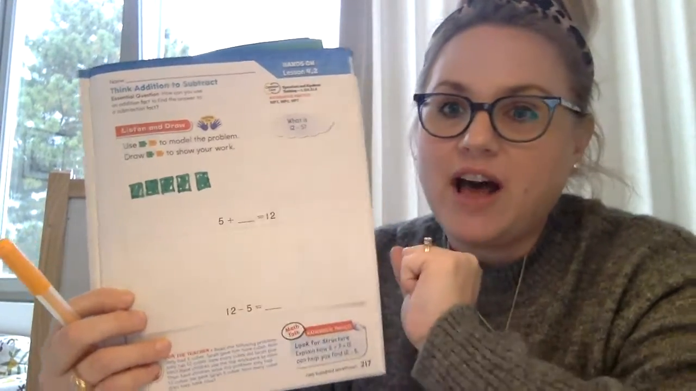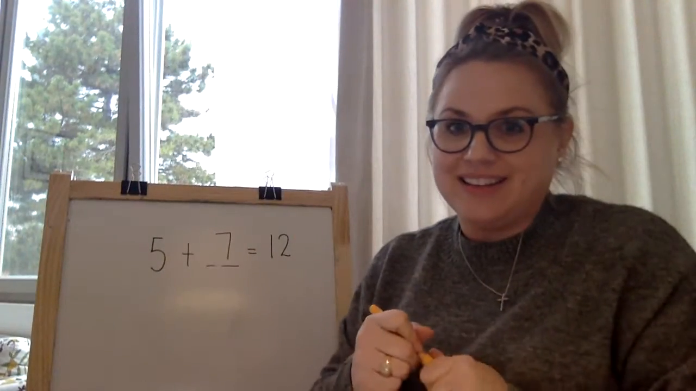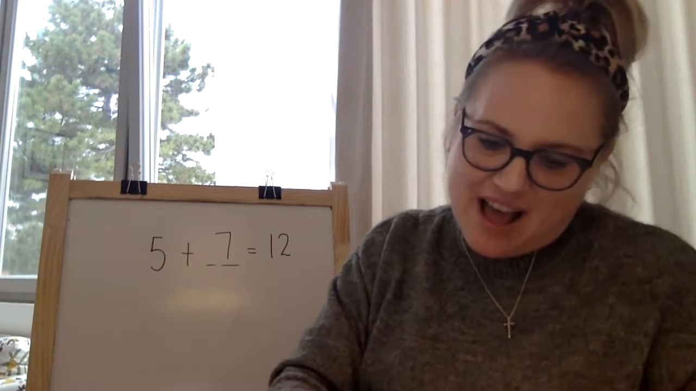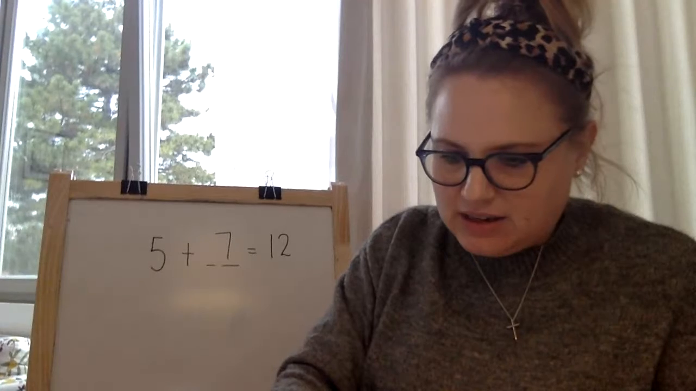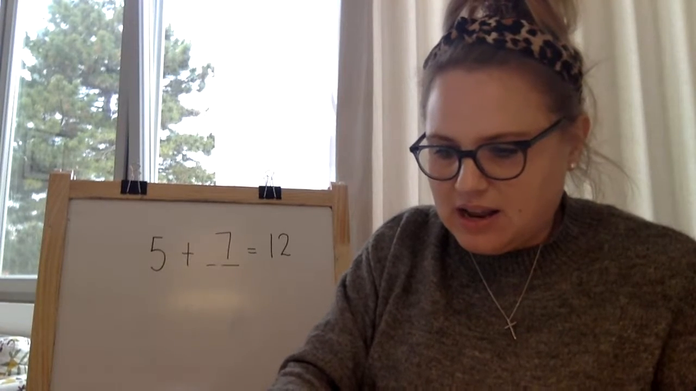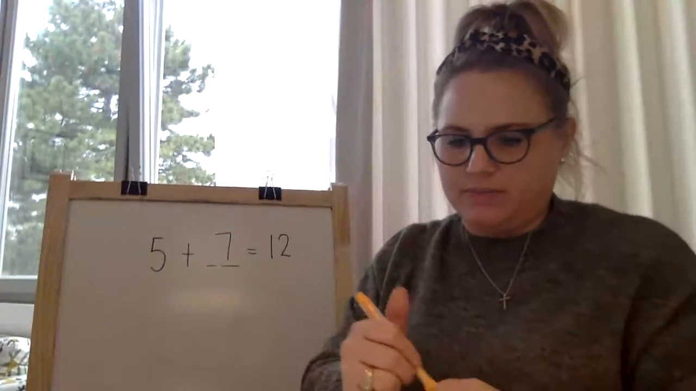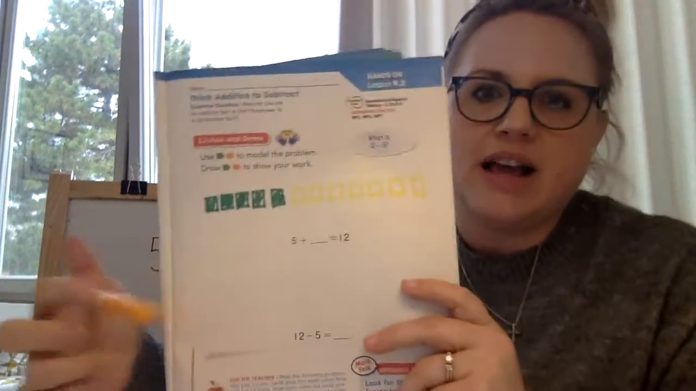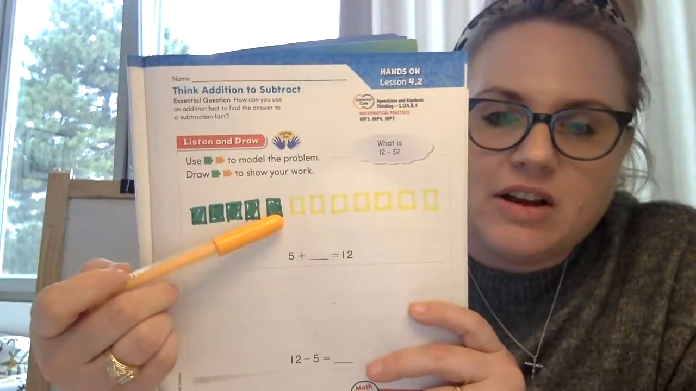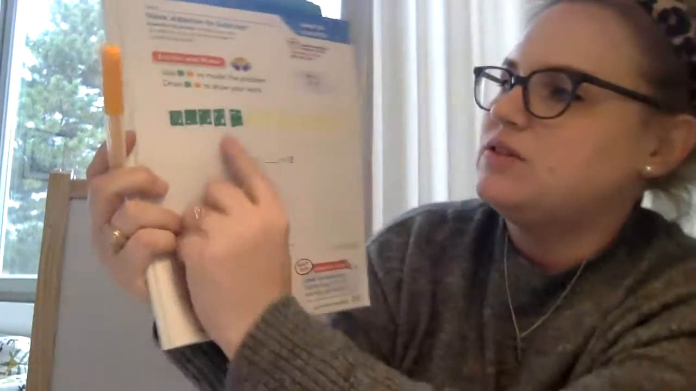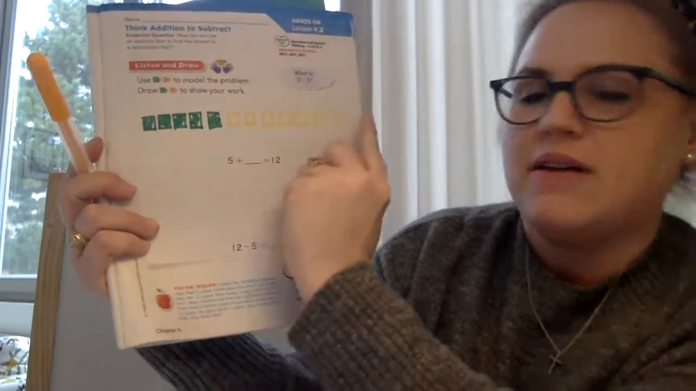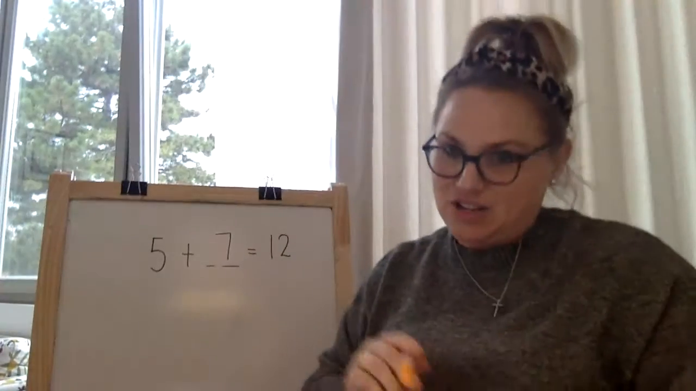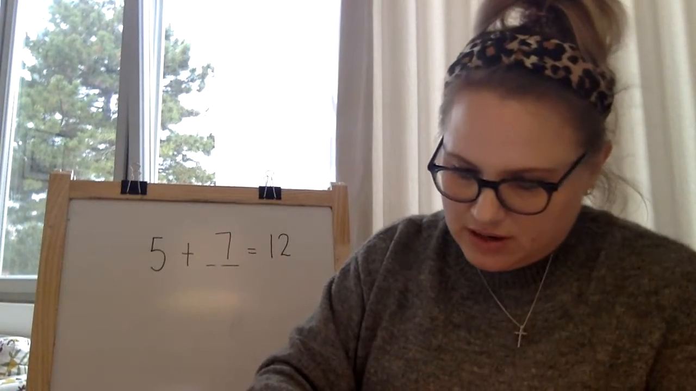Okay, so I already have 5. So what do I start with now? That's right, 6. 5, 6, 7, 8, 9, 10, 11, 12. I just kept drawing until I got to 12. So I'd already drawn 5, so then I drew 6, 7, 8, 9, 10, 11, 12. I can shade them in if I want to.